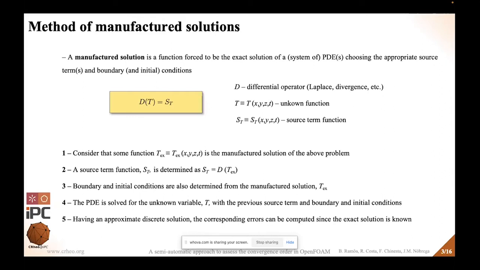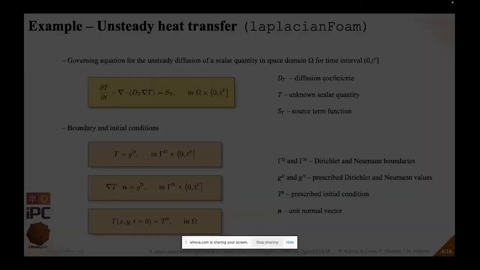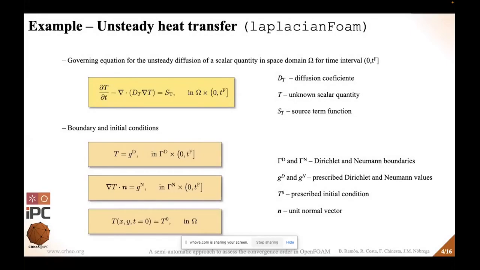And then you have your source term, you have your boundary conditions, and for the moment you forget about your manufactured solution, and you solve your problem for your unknown variable T, and at the end you have your approximate solution, and now you remember that you have your exact manufactured solution, and you can compute your errors and even your convergence orders. So it's simple, but let's give an example.